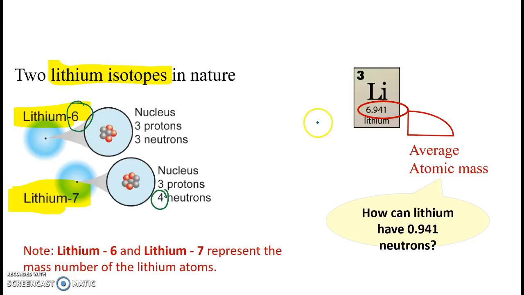But you'll see that on the periodic table, you're given an average atomic mass for lithium. It's 6.941. So the question here is, how can lithium have 0.941 neutrons? And here's the reason why.